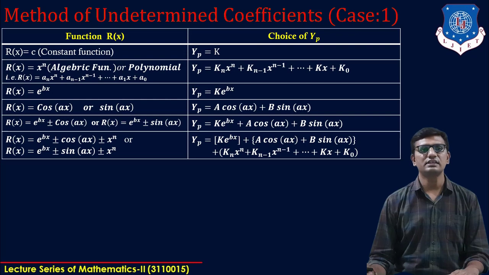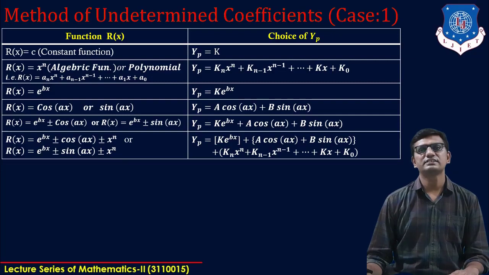We can find their values by the method of undetermined coefficients. If R(x) is e^(bx), then the choice of Yp is k e^(bx). If R(x) is only cos ax or sin ax, in the choice of Yp we always take a linear combination of both cos and sin. Here Yp is a cos ax plus b sin ax. A and b are undetermined coefficients, and they are calculated by differentiating Yp, Yp dash, Yp double dash, putting them in the differential equation and comparing with the right hand side function.